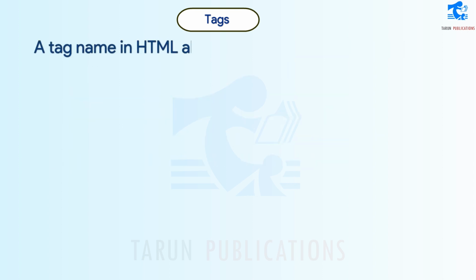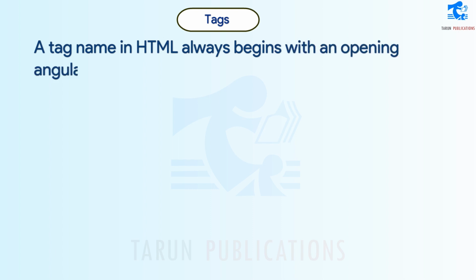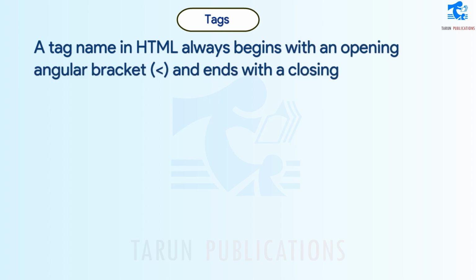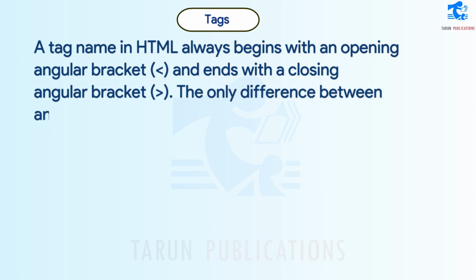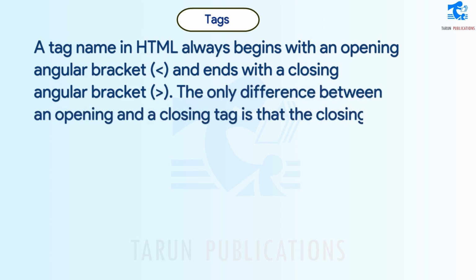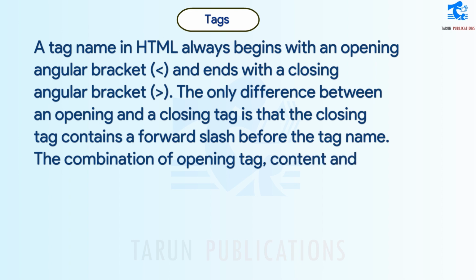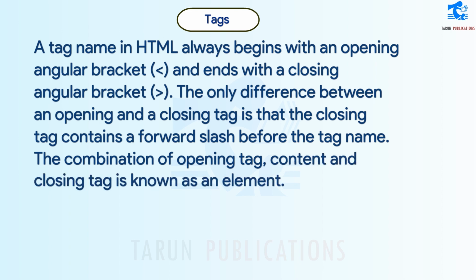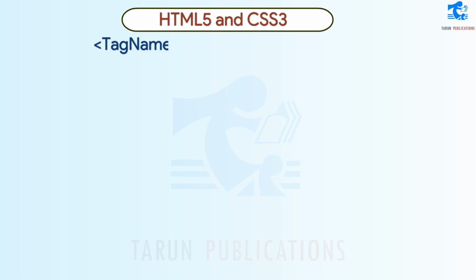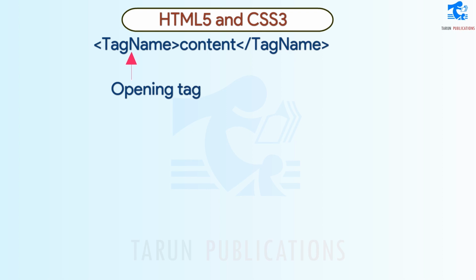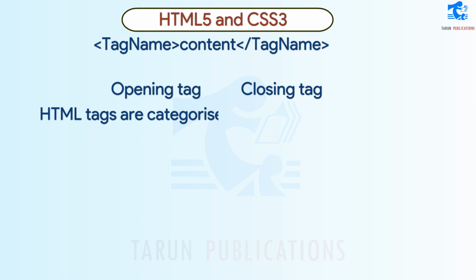A tag name in HTML always begins with an opening angular bracket, less than, and ends with a closing angular bracket. The only difference between an opening and a closing tag is that the closing tag contains a forward slash before the tag name. The combination of opening tag, content, and closing tag is known as an element. Less than tag name greater than, content, less than slash tag name greater than. Opening tag. Closing tag.